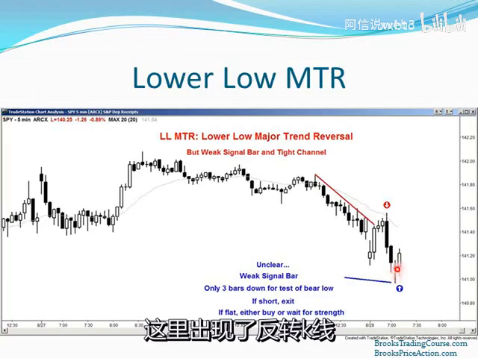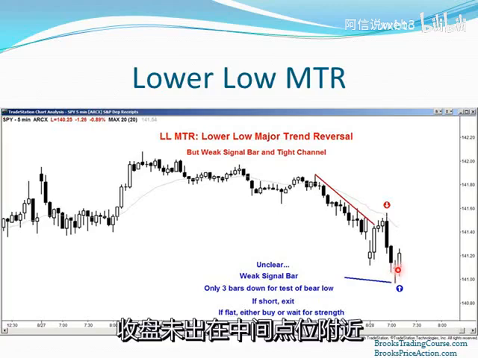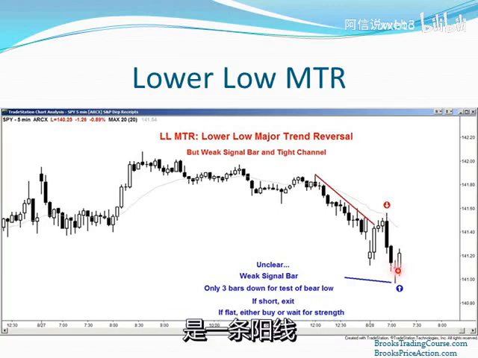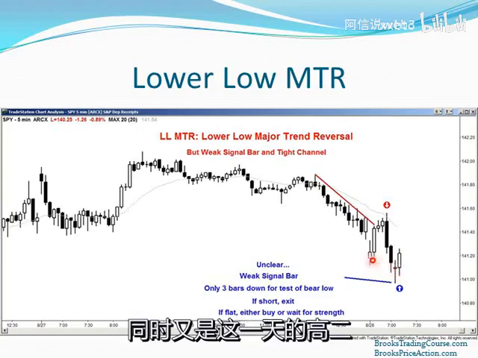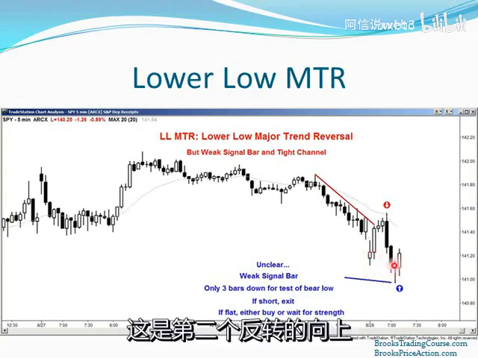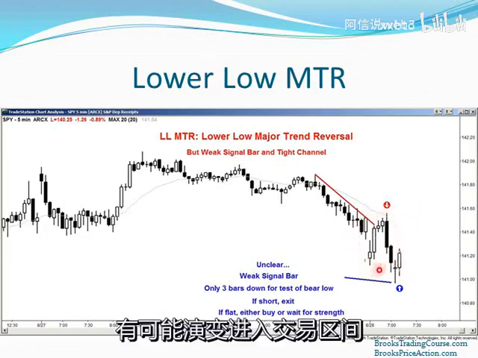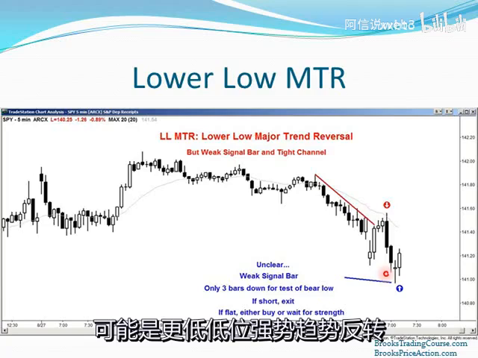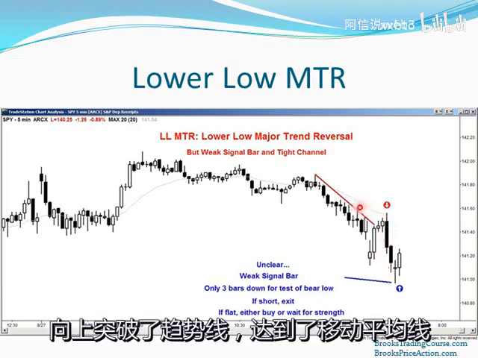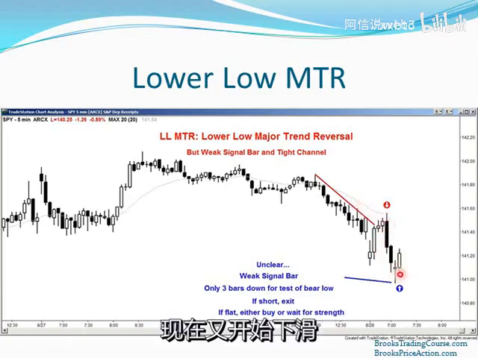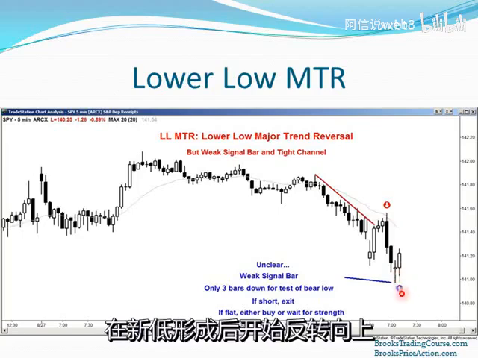Alright, we have a reversal bar, a close above the midpoint, and a close above the open. It's a small bull body, and on the day it's a high 2. We had a high 1 here and a second reversal up here. Possible evolution into a trading range. Possible lower low major trend reversal. We broke above the trend line, we hit the moving average, and now we're selling off and we're reversing up at a new low on the day.